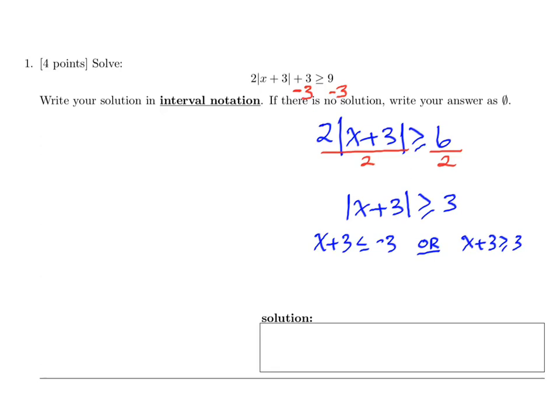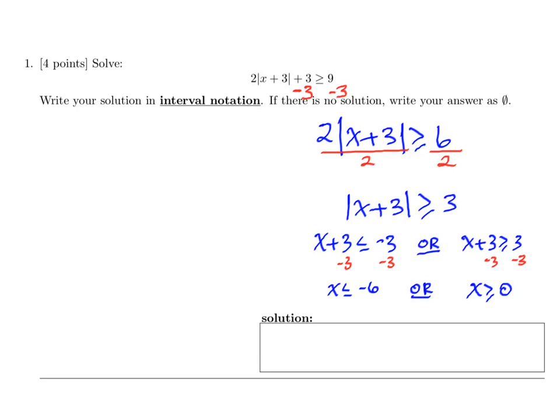We subtract 3 from both sides of the first one, and we get x is less than or equal to negative 6. Or the other one, we subtract 3 from both sides, and we get x is greater than or equal to 0. So all the solutions to the original absolute value inequality are the numbers that are less than or equal to negative 6 or the numbers that are greater than or equal to 0.